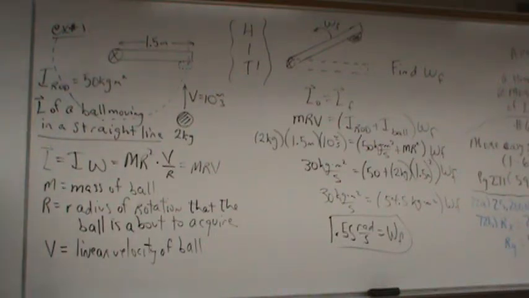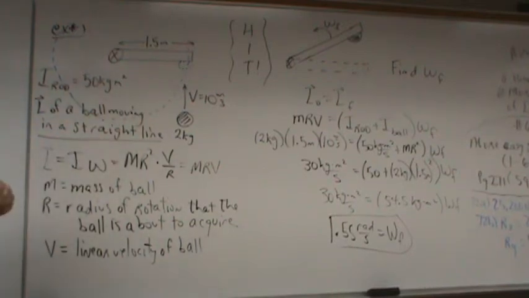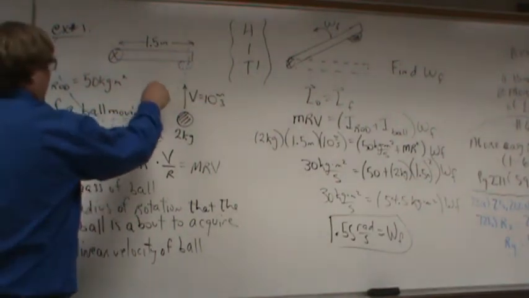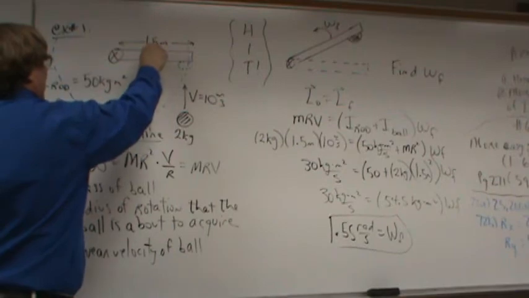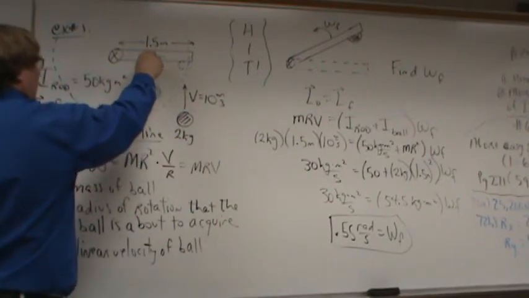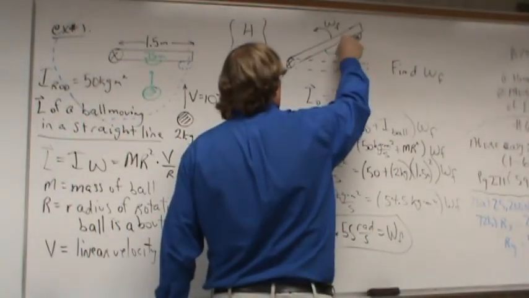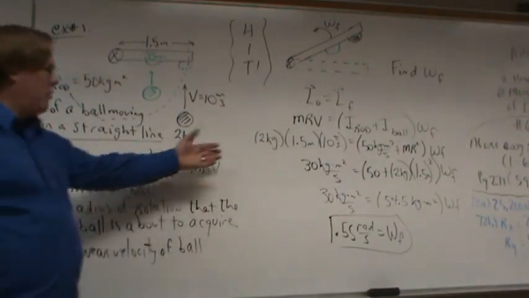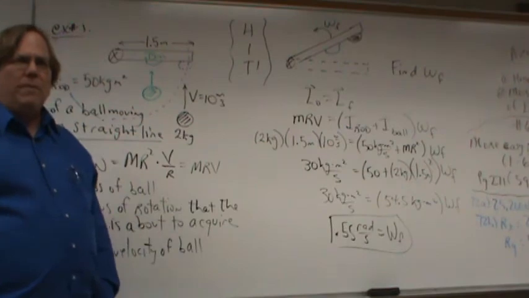Let me ask you this question. What if it turns out that the ball doesn't hit the rod at the very end? What if it turns out that the ball actually hits the rod at the 0.75 meter point? So this ball's gonna hit right here, and then the ball's gonna be smushed right there. How does that change the initial angular momentum of the ball? Or does it change it?